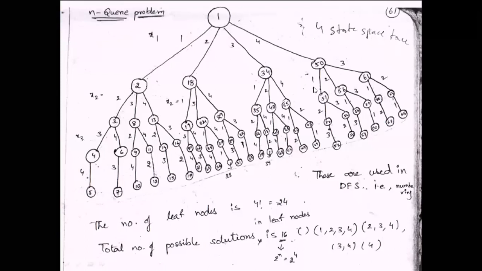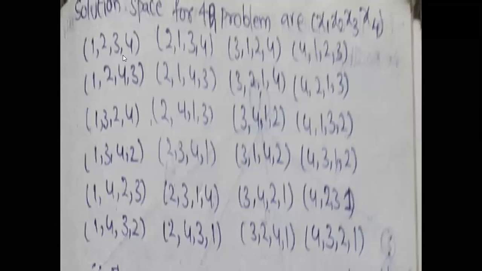The nodes are numbered in depth first search way. That is, in depth first search, the vertex which is visited first is represented by 1. Here 1 2 3 4 5, depth first search. In the previous solution space, 1 2 3 4.